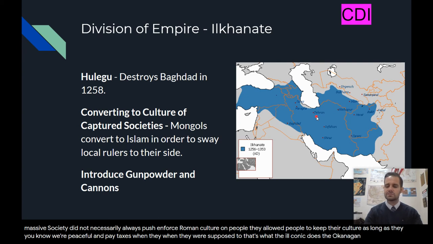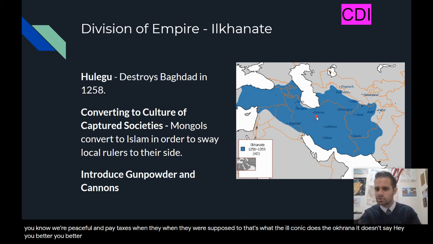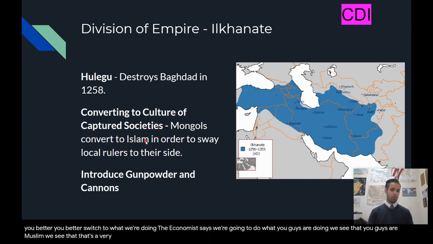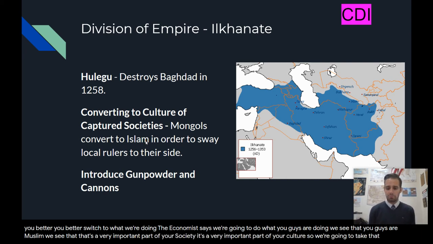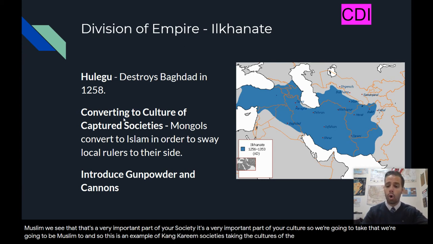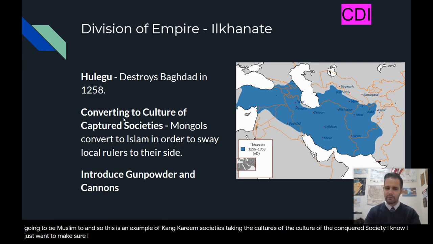The Ilkhanate doesn't say, "Hey, you better switch to what we're doing." The Ilkhanate says, "We're going to do what you guys are doing. We see that you guys are Muslim. We see that that's a very important part of your society. It's a very important part of your culture. So we're going to take that. We're going to be Muslim too." And so this is an example of conquering societies taking the cultures of the conquered society. I just want to make sure I got my verbiage right there. So the conquerors take the culture of the conquered.